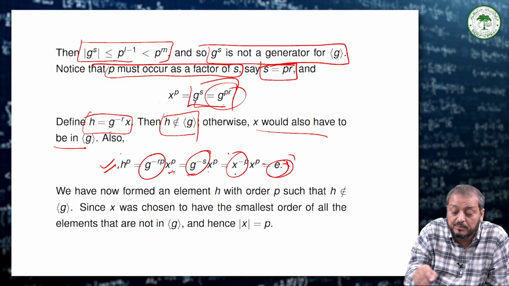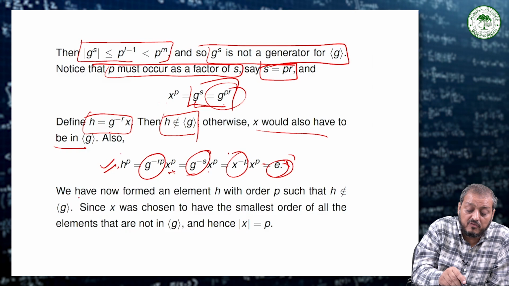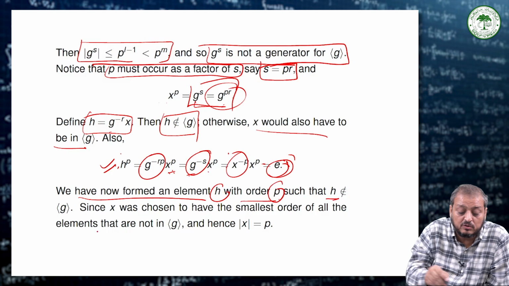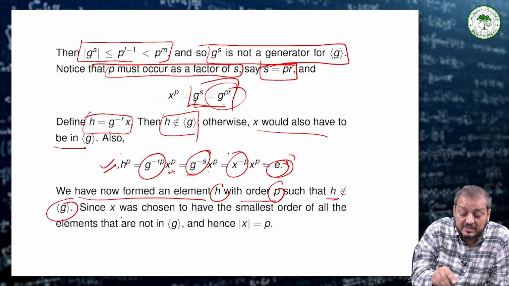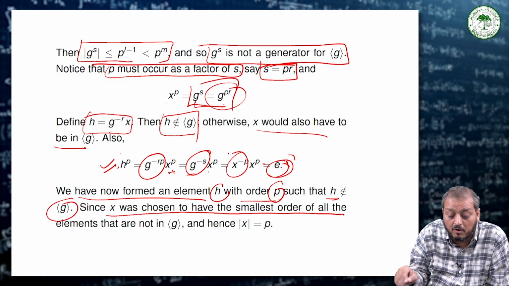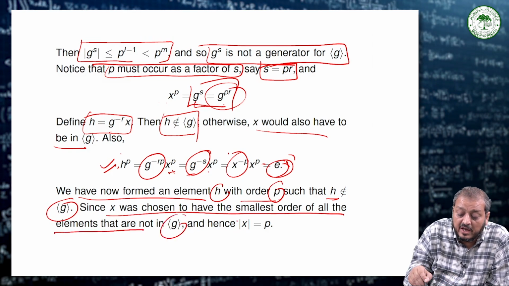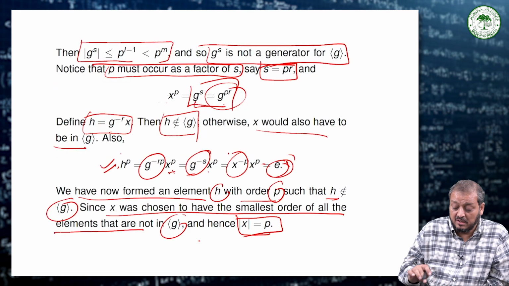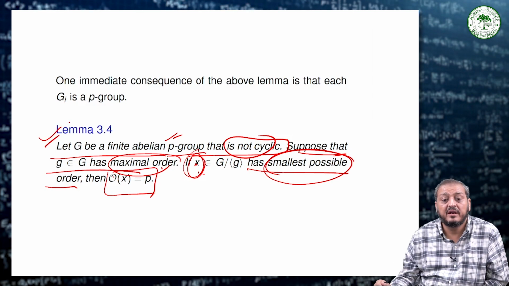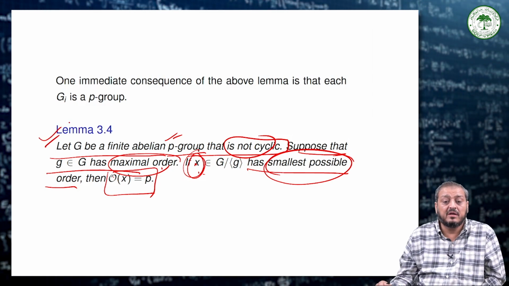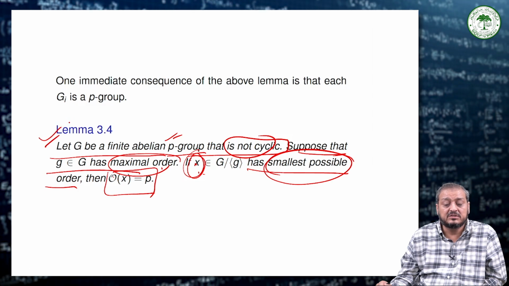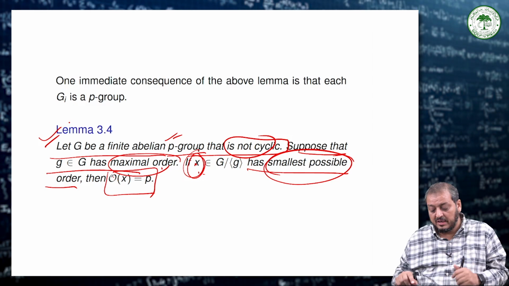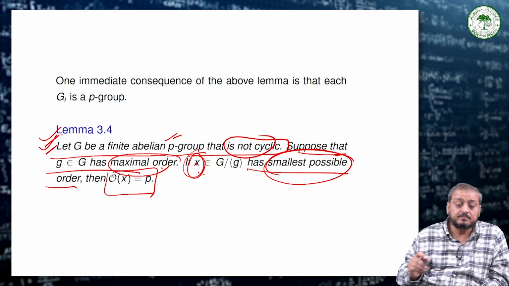If h to the power p is equal to identity, we have now formed an element h with order p that does not belong to the subgroup generated by g. Since X was chosen to have the smallest order among all the elements that are not in ⟨g⟩, the order of X should be equal to p. So this completes the proof of this result.